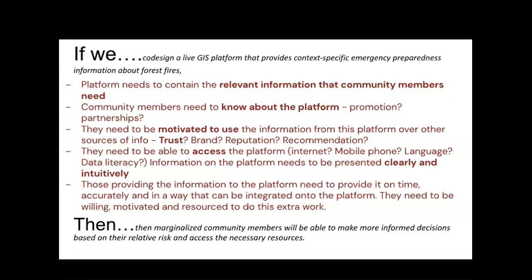Information on the platform needs to be presented clearly and intuitively. And finally, those providing the information to the platform about the resources that are available need to provide it on time. They need to provide it so that it's accurate and in a way that can be integrated onto the platform. They therefore need to be willing and motivated and resourced to do this extra work. So for our project to be successful, we can't just assume that all these will happen. They need to be verified and they need to be factored into the project design.